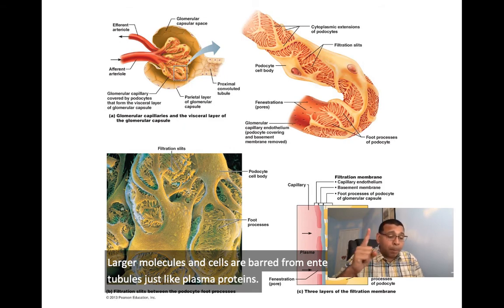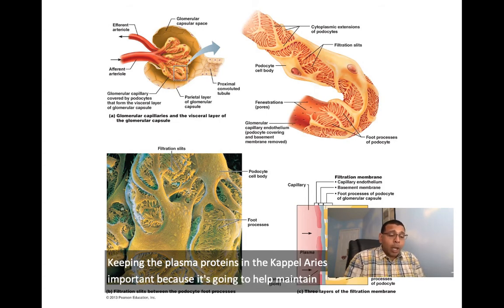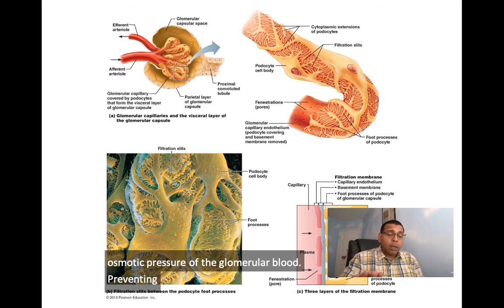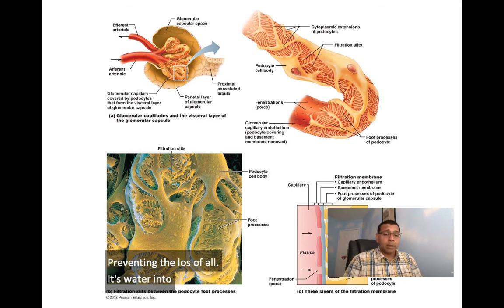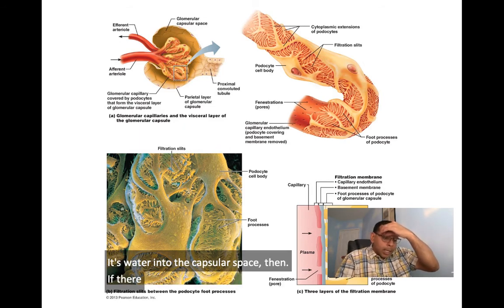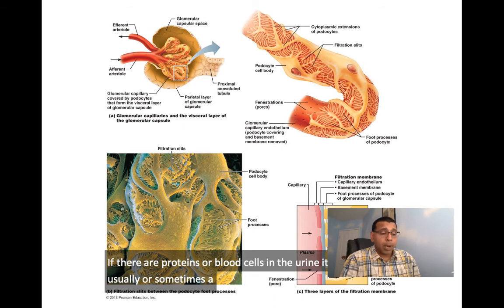Keeping the plasma proteins in the capillaries is very important because it's going to help maintain the colloid osmotic pressure of the glomerular blood, preventing the loss of all its water into the capsular space then. If there are proteins or blood cells in the urine, it can indicate, usually or sometimes, a problem with the filtration membrane.